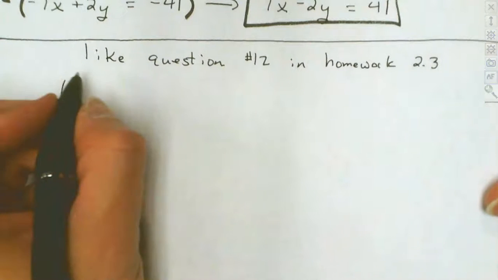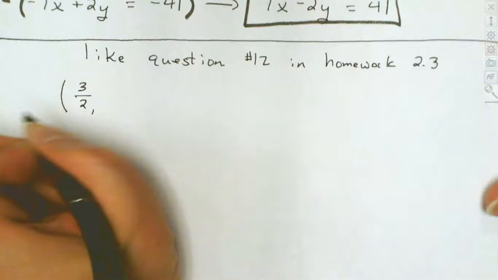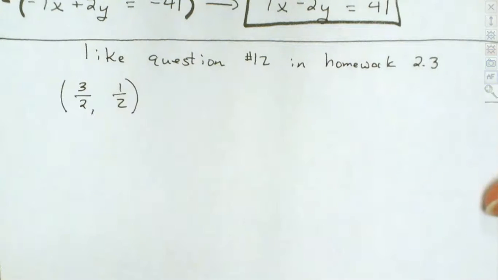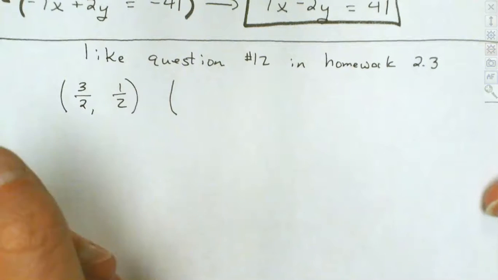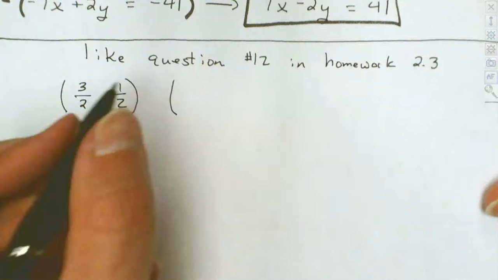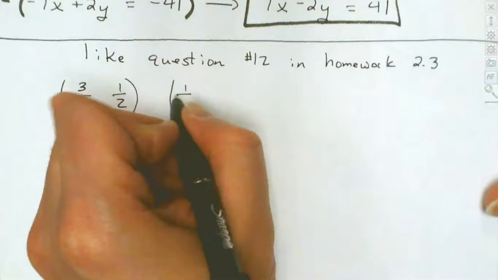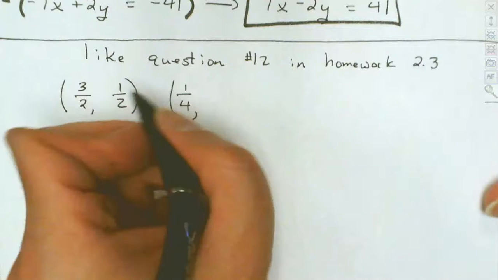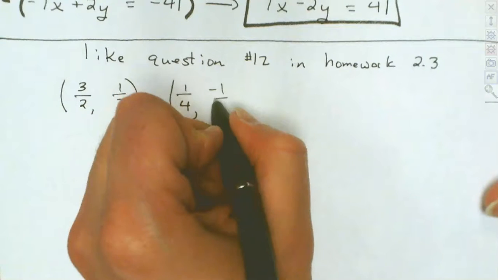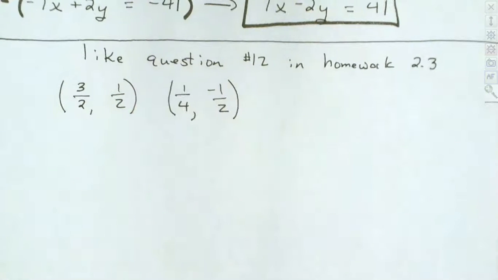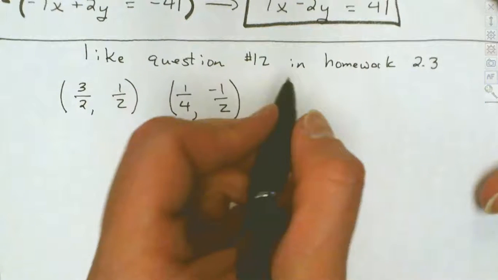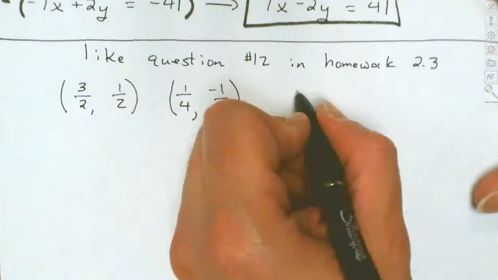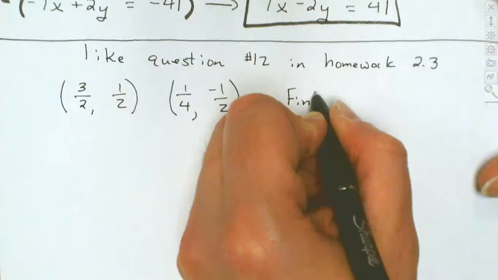And let's say we have 3/2, comma, 1/2, and, well, let's say 1/4, comma, minus 1/2. And I want you to find the equation in standard form. So this is what you're going to be given. And I want you to find the equation in standard form.